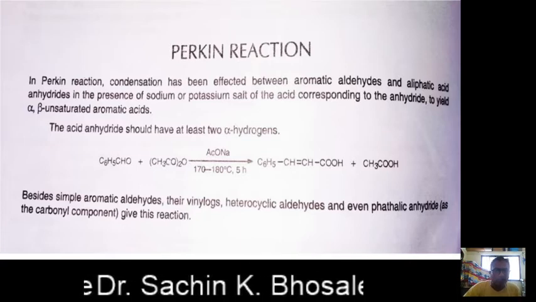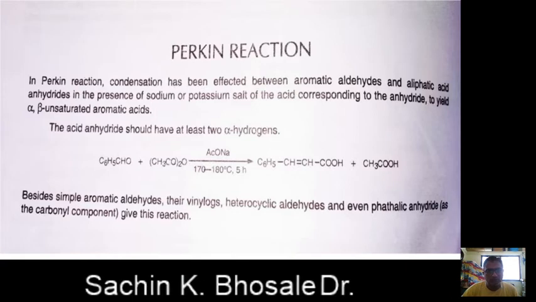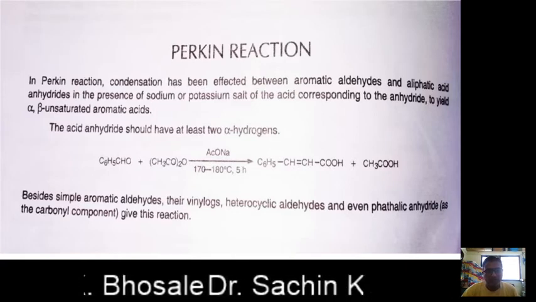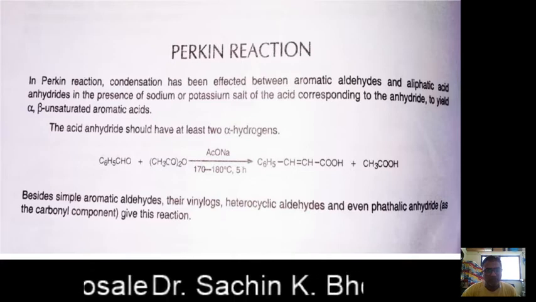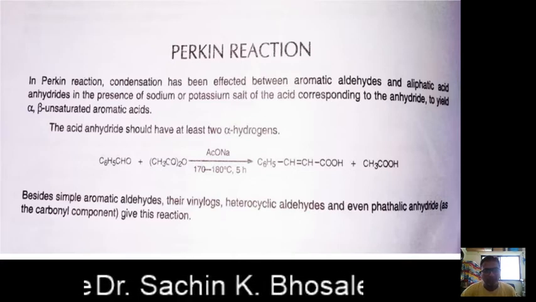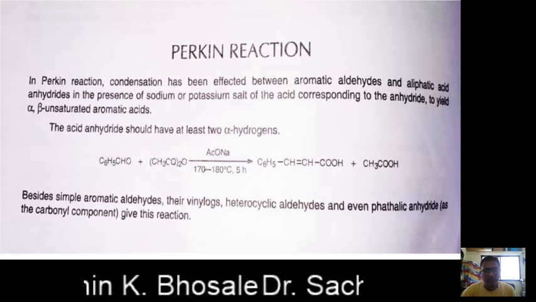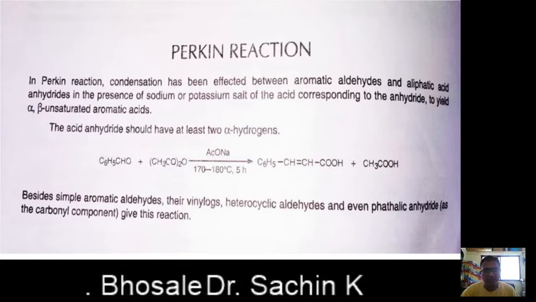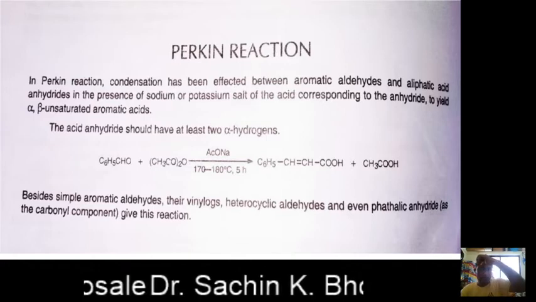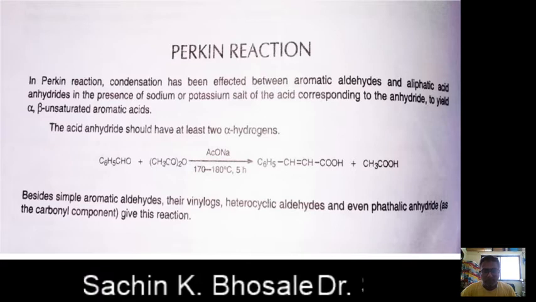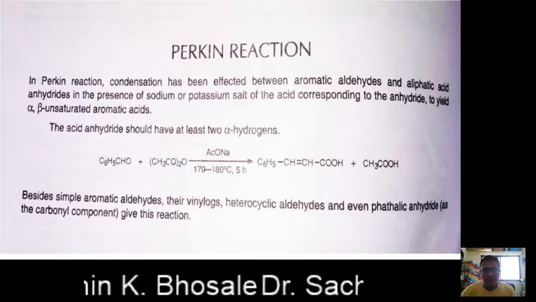So let's take one example of the Perkin reaction. You take an aromatic aldehyde, like benzaldehyde. When it reacts with acetic anhydride in the presence of sodium acetate at 170 to 180 degrees centigrade for 5 hours, the product is obtained. This is the alpha beta unsaturated aromatic acid. At the beta position there is a phenyl ring, and another byproduct is acetic acid.